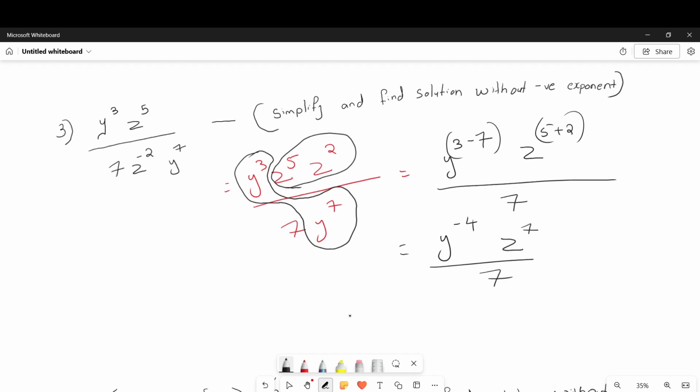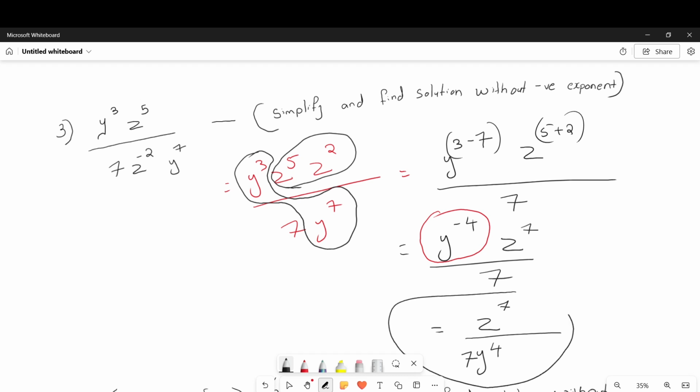So we have a negative exponent here, so we need to eliminate this. What we do is the same thing: move the negative exponent to the denominator. So z raised to 7 divided by y to the power 4. Yeah, there is 7 here. So this is the simplified form without negative exponent.